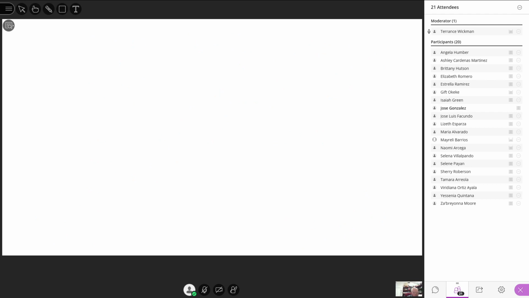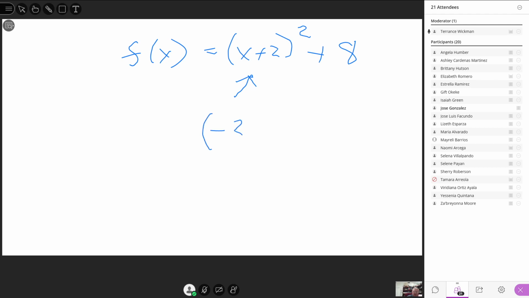Find the coordinates of the vertex of the parabola. This is probably the easiest one on the test if you understand what f of x means: y. Then it says equals (x plus 2) squared plus 8. The vertex is always going to be whatever makes this 0. That's going to be a -2, and that's your x. If that's 0, then this is your y: 8. It's that simple. I can't make it any simpler.